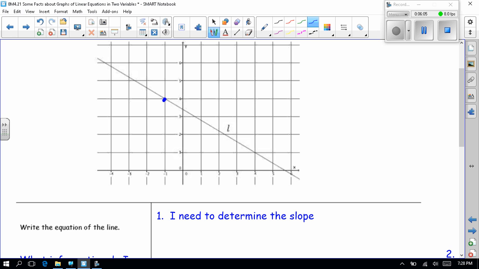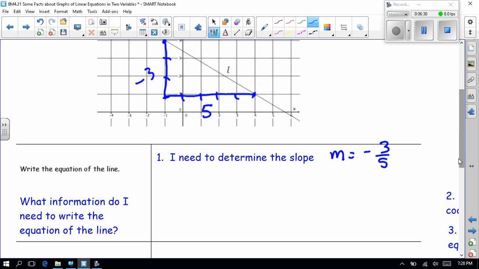Find some places where it's crossing at integers. I'm going down 1, 2, 3, and then over 1, 2, 3, 4, 5. So my slope is a negative 3/5.